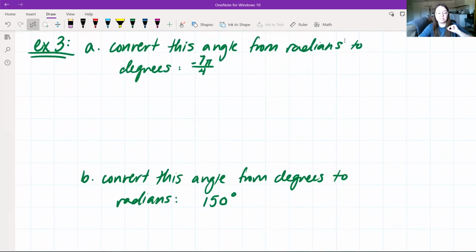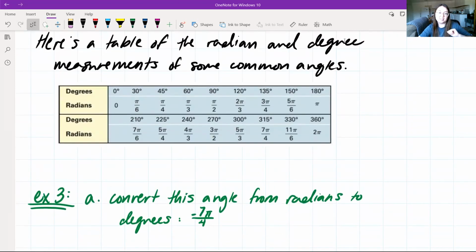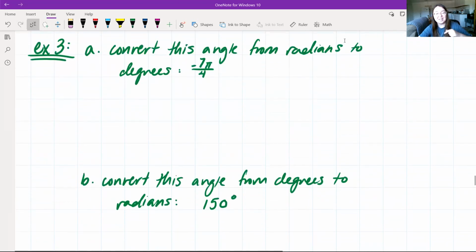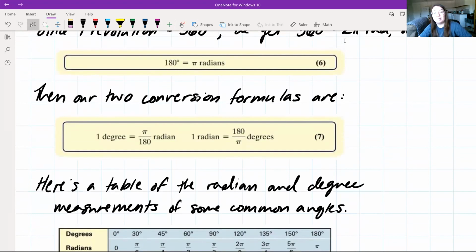So for example 3, we want to convert some angles from radians to degrees or degrees to radians. Now, we can pretty easily figure out what it is by looking at the table, but let's go ahead and actually do it by converting using our formula. So for part A, we're converting from radians to degrees. If we're converting from radians to degrees, this means that we're going to be multiplying by 180 divided by pi to get our answer in degrees.